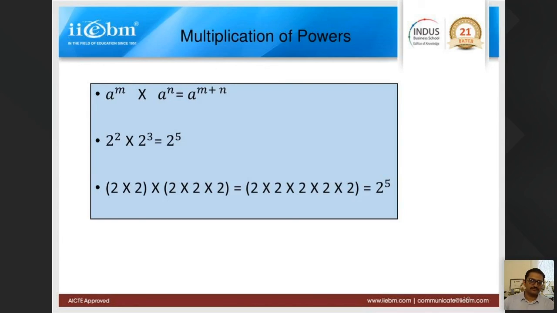So this has been solved and demonstrated here. 2 raised to 2 is 2 into 2. 2 raised to 3 is 2 into 2 into 2. Together, 2 into 2 into 2 into 2 into 2 will give me 2 raised to 5. What if the base is not common? Again, simply you have to do the individual calculations of those powers and get the value.